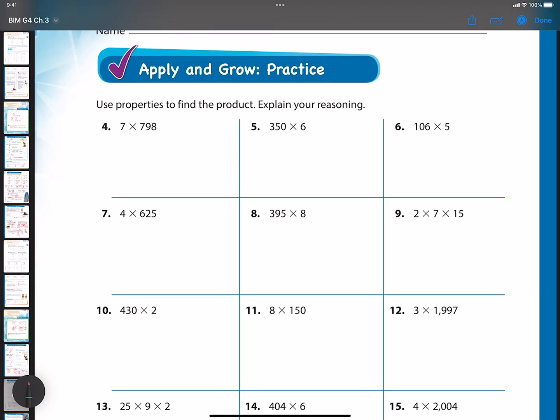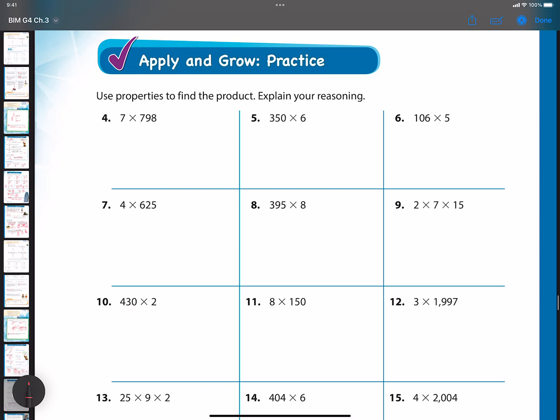Next page, apply and grow. And as you know, this practice, you have to do it yourself. Pause the video, try, and then come back to check your answer with me. Okay? Please do not copy my answer only. That won't help you. Okay? You need time to practice by yourself. Use your brain and hands. Okay? All right, now use properties to find the product. Explain your reasoning.